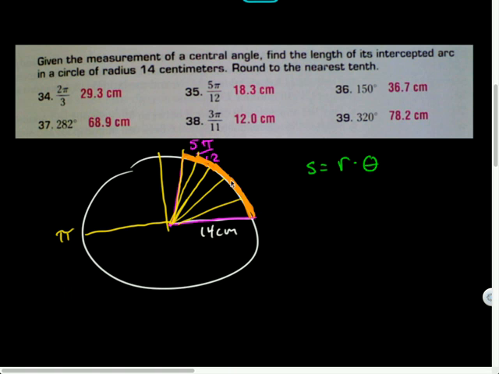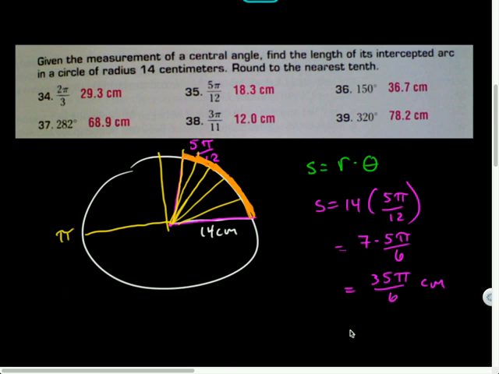Because radians were specifically what? How far around the circle a single radius would reach if you were following that circular path. Something like that is how you might think about it. So this would be 14 times 5 pi over 12. So that would be 7 times 5 pi over, because 14 and 12 reduce by 2, 6. So that would be 35 pi over 6 measured in centimeters, because this is a distance, not an angle anymore.